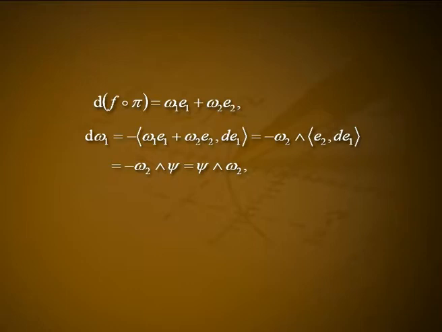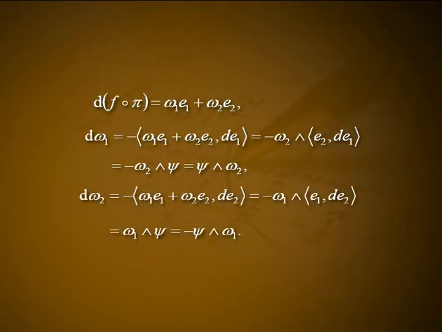Hence, from the previous equation, dω1 is equal to minus ⟨ω1E1 plus ω2E2, dE1⟩, which is equal to minus ω2 meet ⟨E2, dE1⟩, which is equal to minus ω2 meet ψ, which is equal to ψ meet ω2. And dω2 is equal to minus ⟨ω1E1 plus ω2E2, dE2⟩, which is equal to minus ω1 meet ⟨E1, dE2⟩, which is equal to ω1 meet ψ, which is equal to minus ψ meet ω1.